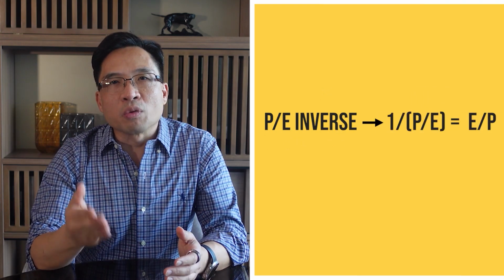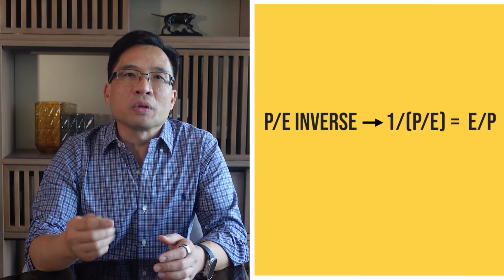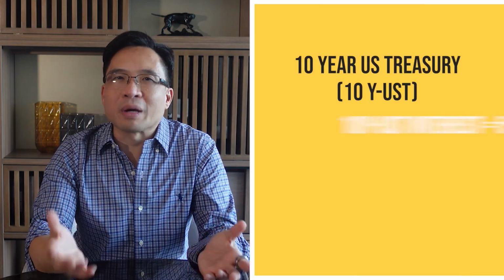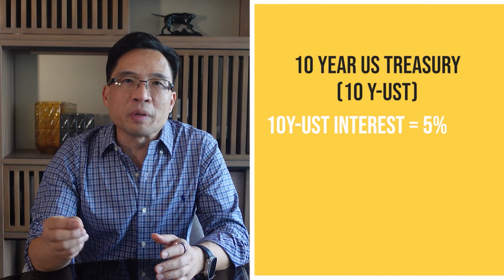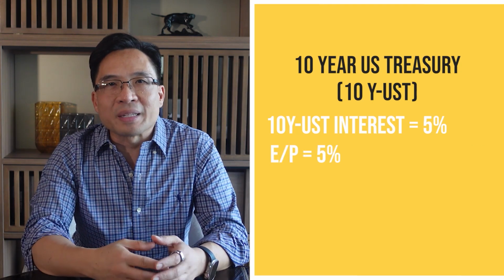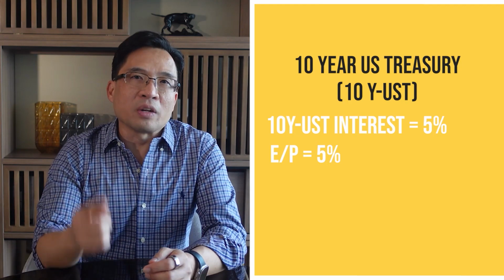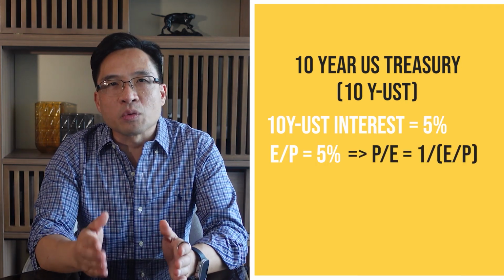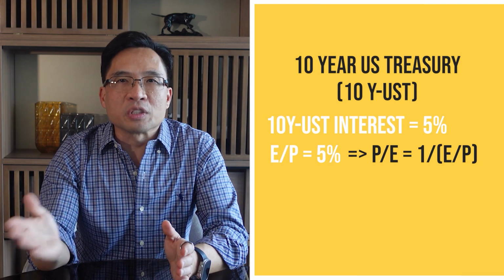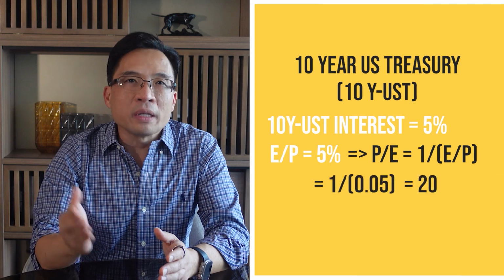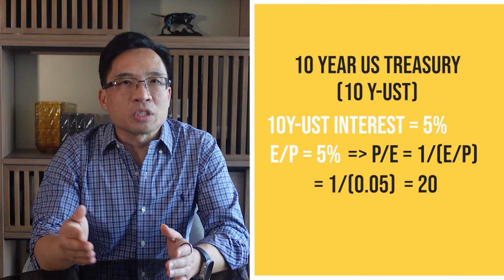If we take the inverse of PE, that means E over P, this is what we call the earnings yield. If we take the 10-year US Treasury that is paying around 5%, the 5% would be its earnings yield. We can express the earnings yield as a PE ratio by taking the inverse. That is taking 1 over the earnings yield, which is as follows. PE is equal to 1 divided by earnings yield. So the PE of the 10-year US Treasury would be 1 divided by 5%, or 0.05.